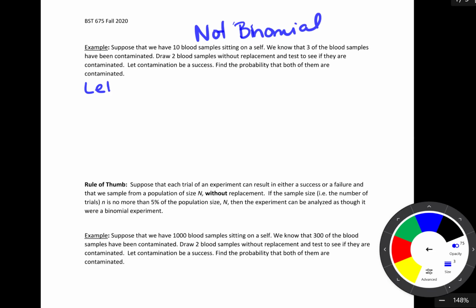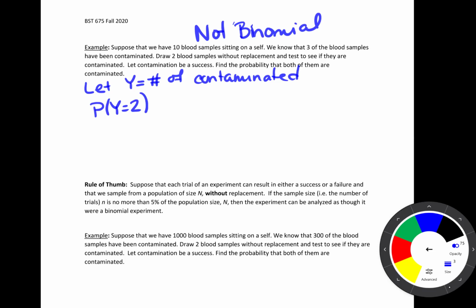So let's let y be equal to the number of contaminated. And we want the probability that y is equal to 2. In other words, we're going to draw 2 of them. We want to know the probability that both of them are contaminated. Well, notice this is going to be equal to the probability that the first one is contaminated intersected with the probability the second one is contaminated.